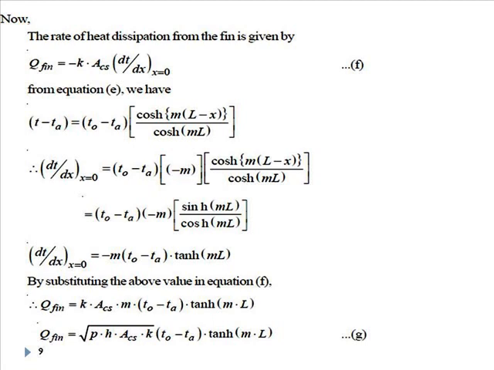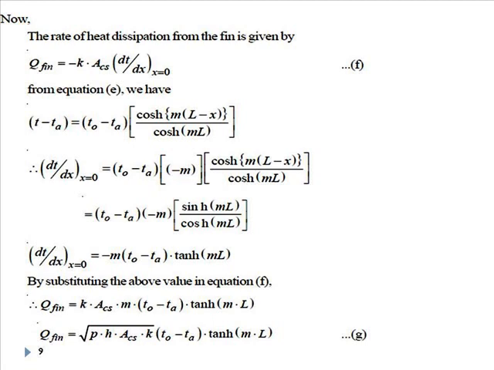So now our second task is to find out the heat dissipation from the fin. So at the base, what is the heat dissipation that we have to find out? As per Fourier's law, we know that Q fin equals minus K A dT/dx. So we can write minus K into cross-section area into dT/dx at x equals 0. So our first target is to find the value of dT/dx when x equals 0, that is at the base.